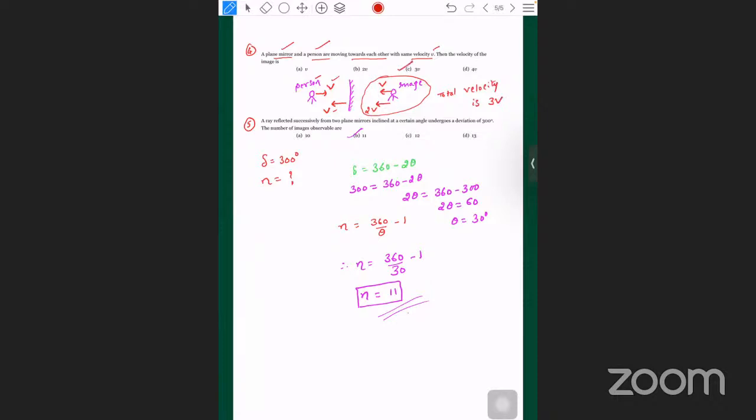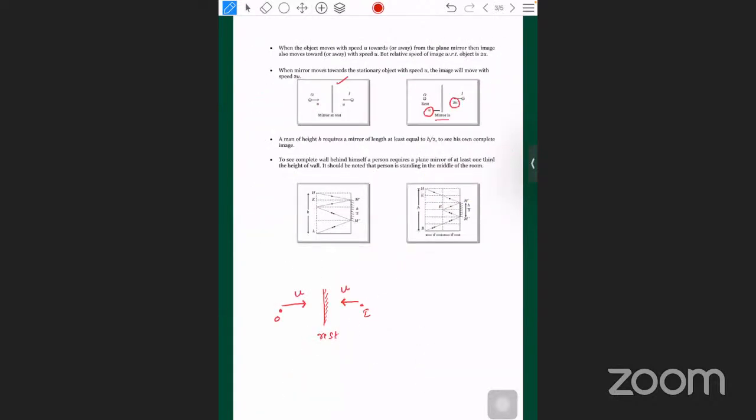Total velocity is 3V. Yes. You got it? Yes. Do you have any doubt in this? No, sir. No doubts. Okay.